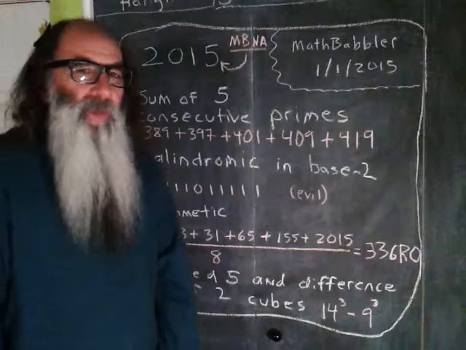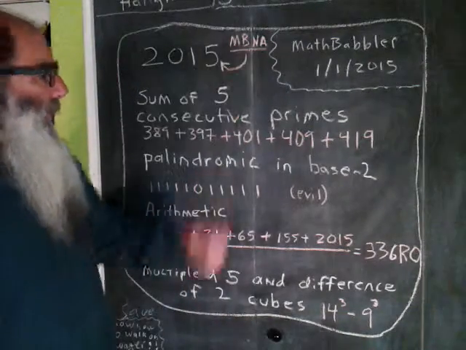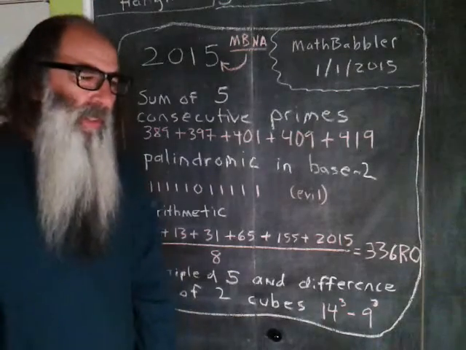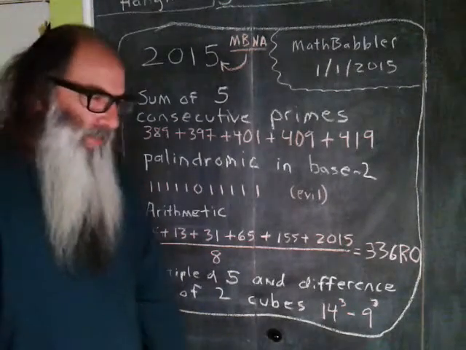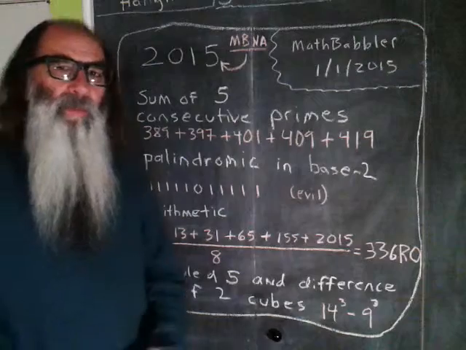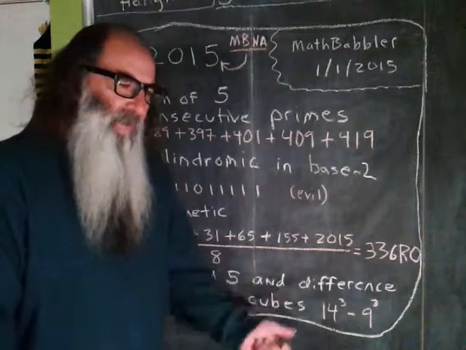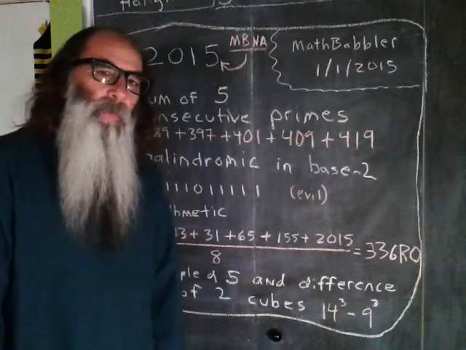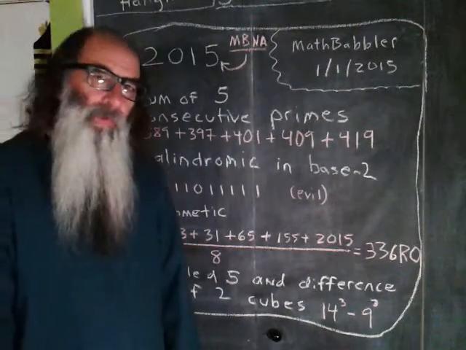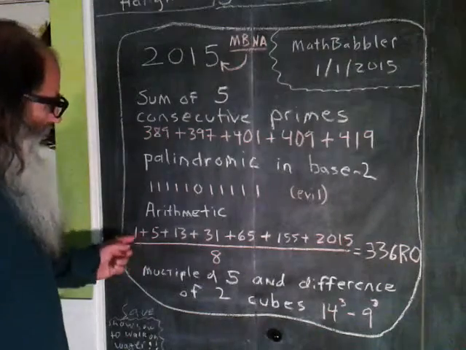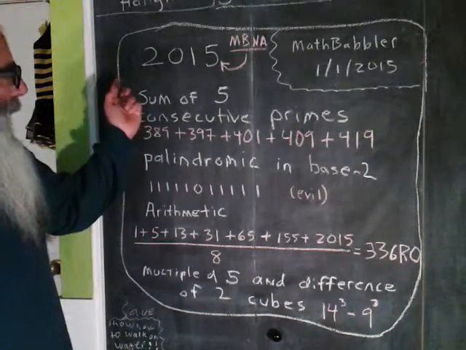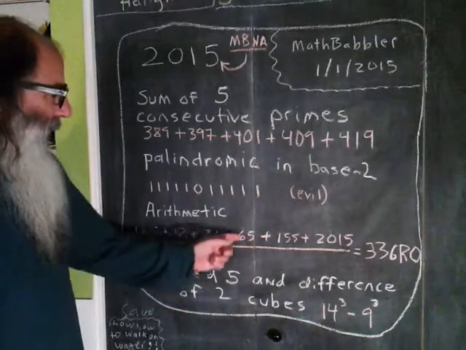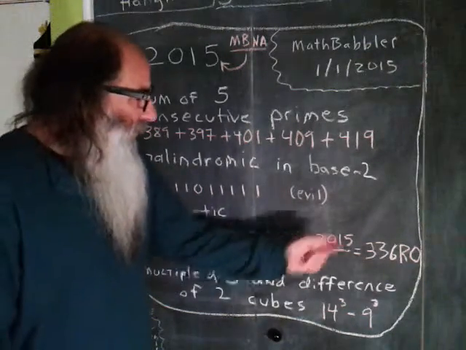Just a few days ago, we added to the MathBabbler Number Analyst a check for arithmetic numbers. An arithmetic number is a number where, if you sum the divisors of the number and take the average, that average is a whole number. The divisors of 2015 are 1, 5, 13, 31, 65, 155, 403, 2015.